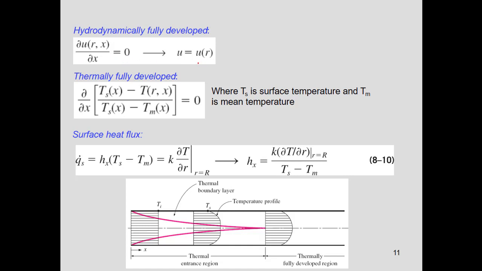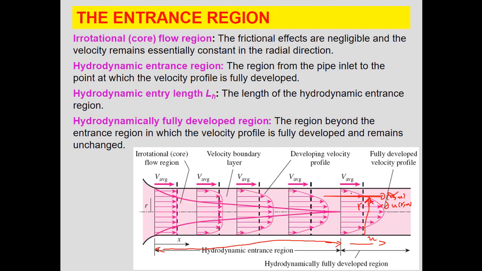And the velocity, or the relative velocity, is a function of r only. As you can see here, the difference in the velocity is only dependent on r, the distance from the center. So the velocity is only dependent on r.